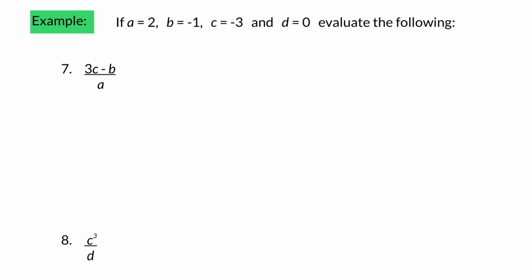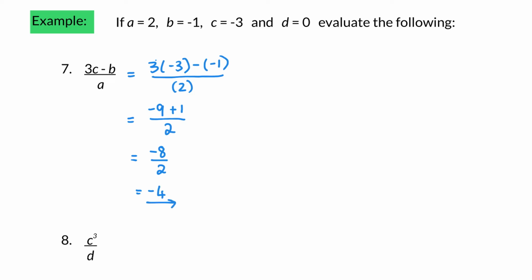Here I've got 3c minus b all over a. So let's see what's going on here. So I'm going to say 3 times c, which is -3, minus b, which is -1, all over a, which is 2. Now the top looks like it needs some work. So 3 times -3 gives me -9, and minus times -1 is a +1, all out of 2. So at the top, I'm going to get -8 out of 2, and so my final answer is -4.